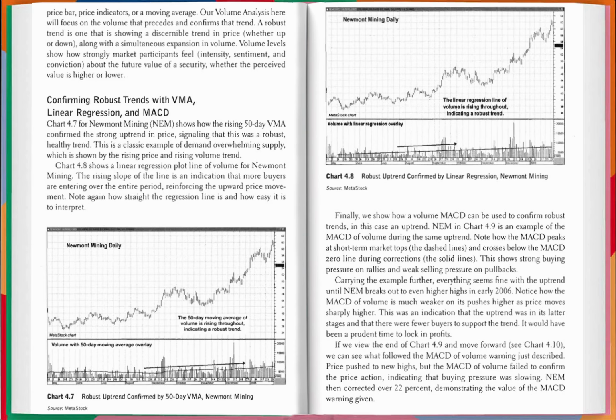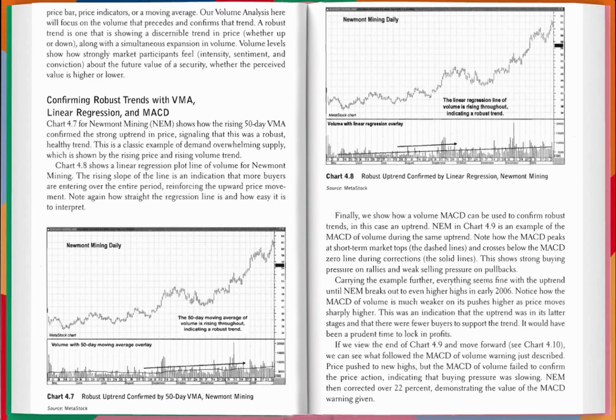Finally, we show how a volume MACD can be used to confirm robust trends, in this case an uptrend. NEM in chart 4.9 is an example of the MACD of volume during the same uptrend. Note how the MACD peaks at short-term market tops, the dashed lines, and crosses below the MACD zero line during corrections, the solid lines. This shows strong buying pressure on rallies and weak selling pressure on pullbacks.